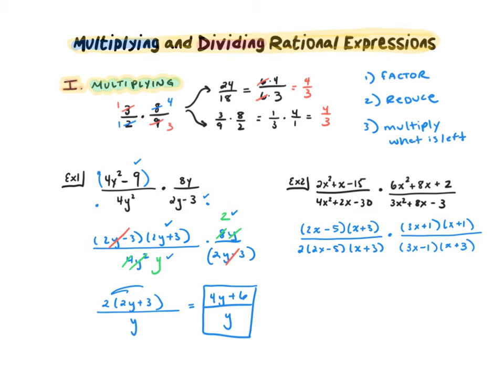Okay, so now everything is factored. So now I'm going to see what matches I have. Ooh, not much. Okay, well, this x plus 3 and this x plus 3 reduce. Oh, okay, this 2x minus 5 and that 2x minus 5 reduce.